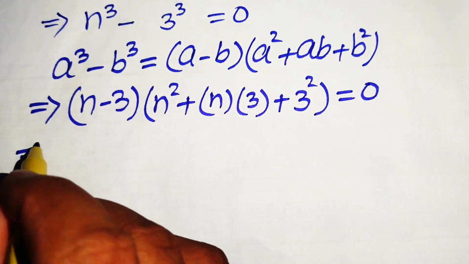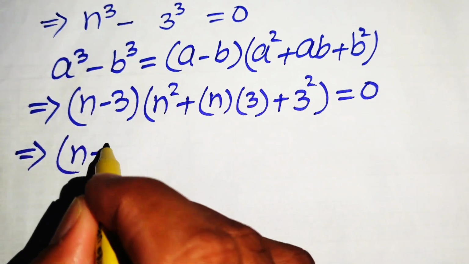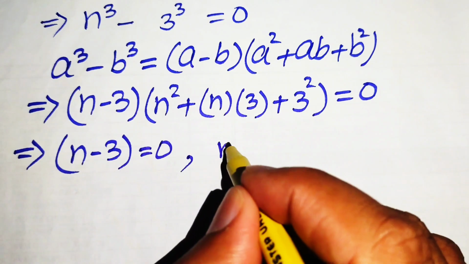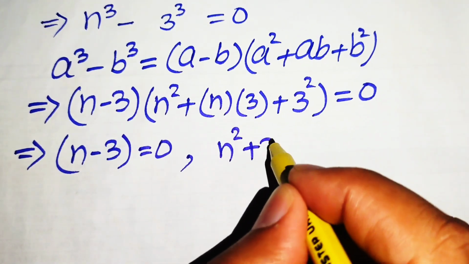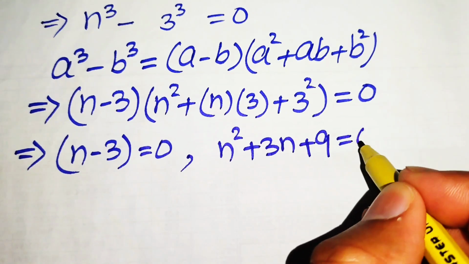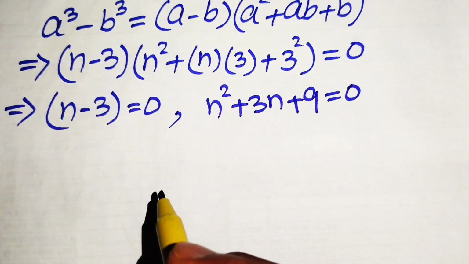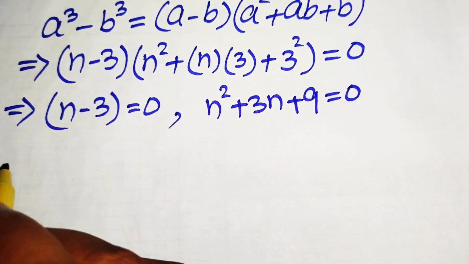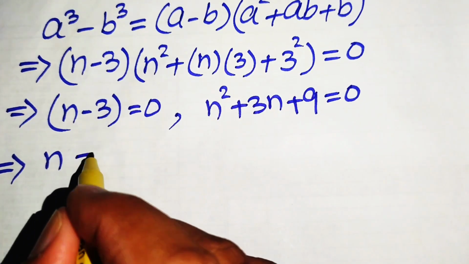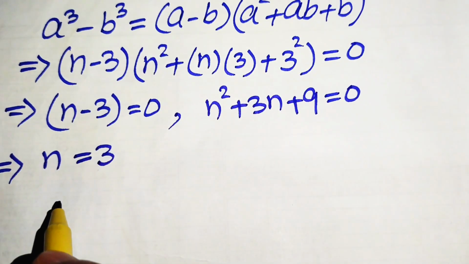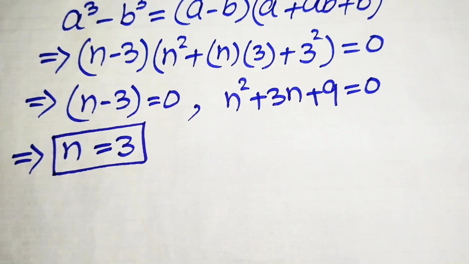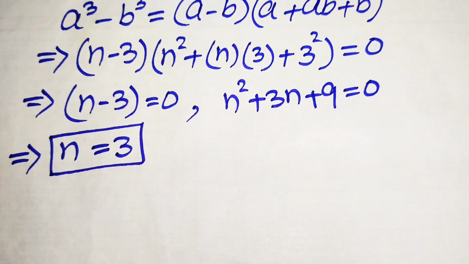So here we have two cases. The first case is we write n minus 3 equals 0, and the second case is we write n square plus 3n plus 9 equals 0. In the next step we first focus on the first case, and we easily find the value of n. So here we get n equals 3. This is the first real root of the given equation.